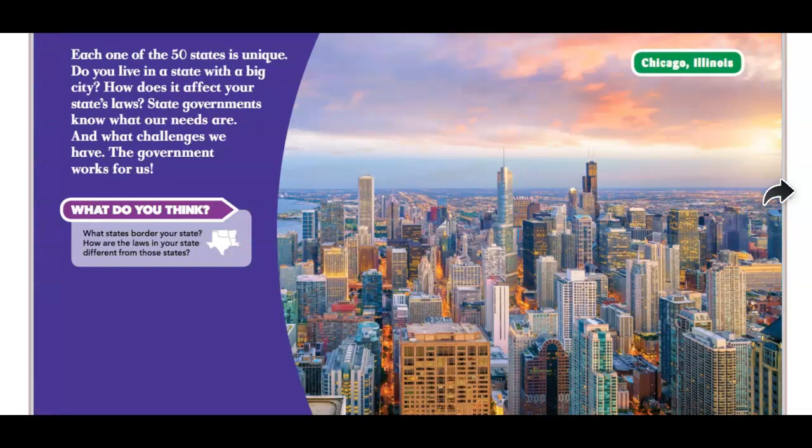Each one of the 50 states is unique. Do you live in a state with a big city? How does it affect your state's laws? State governments know what our needs are and what challenges we have. The government works for us. What do you think? What states border your state? How are the laws in your state different from those states? This is a picture of Chicago, Illinois.